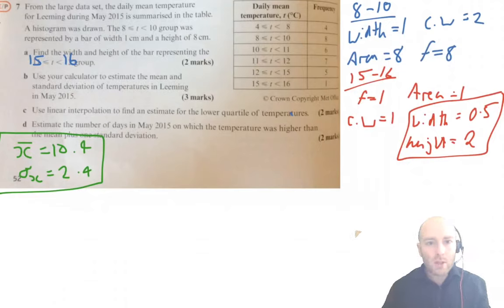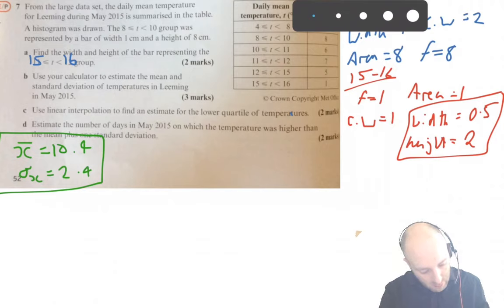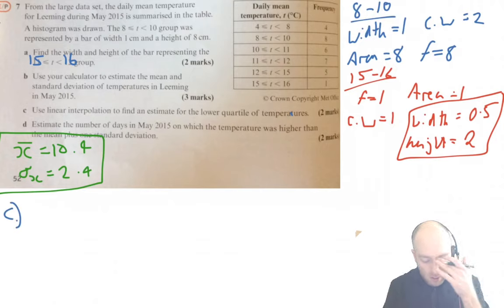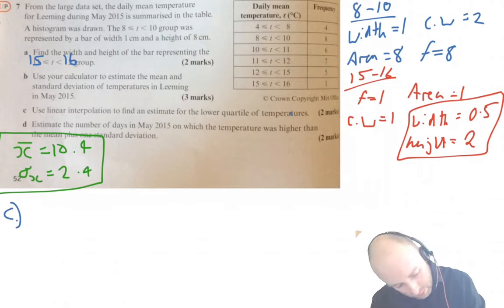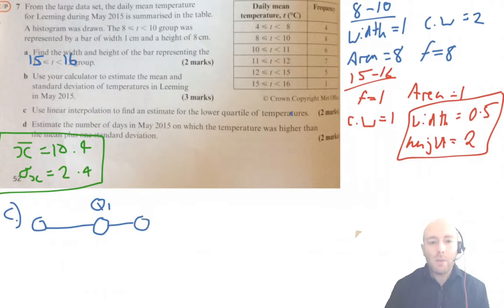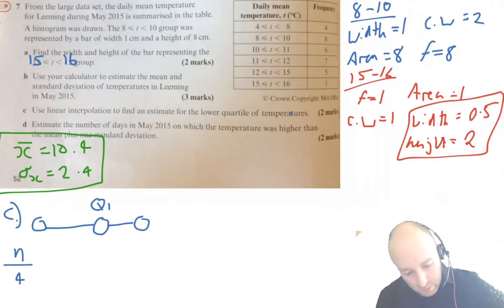So, question C. So we're starting on our interpolation. So let's do C over here. So we're trying to find an estimate for the lower quartile. So if we write the circles out, we've got Q1. So remember, the first thing we need to do, if we're finding a lower quartile, is n over 4. And also, probably need to fill in a cumulative frequency. So let's do that up here.